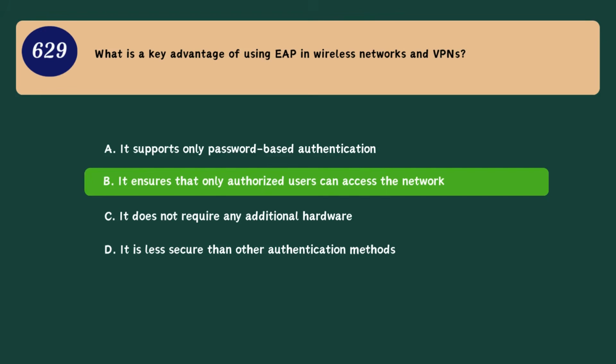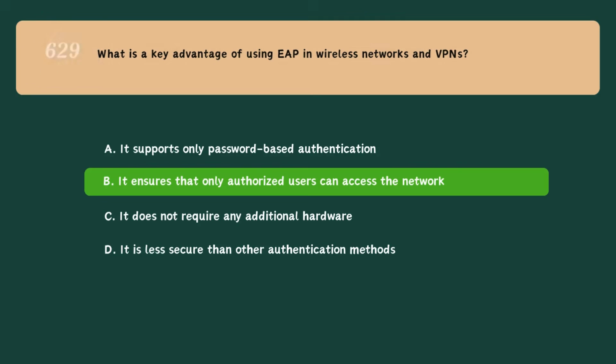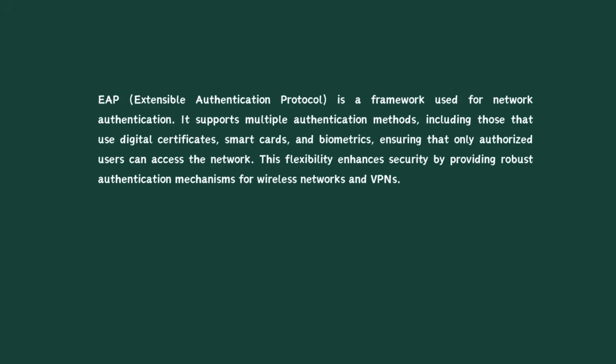Correct answer. B. It ensures that only authorized users can access the network. EAP, Extensible Authentication Protocol, is a framework used for network authentication. It supports multiple authentication methods, including those that use digital certificates, smart cards, and biometrics, ensuring that only authorized users can access the network. This flexibility enhances security by providing robust authentication mechanisms for wireless networks and VPNs.